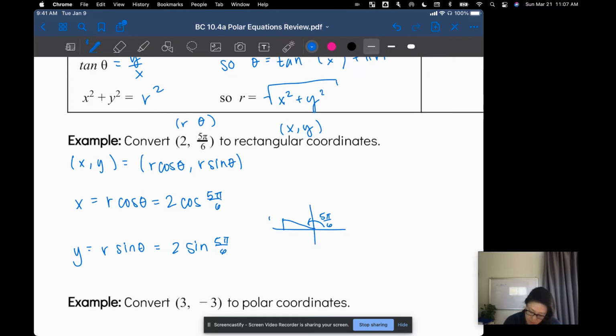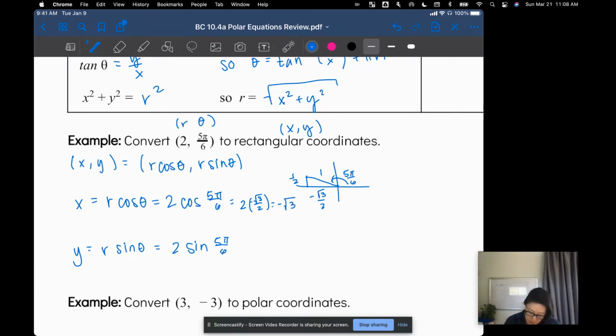So 5 pi over 6 has a vertical length of 1/2 and then negative root 3 over 2, since we're in the second quadrant, and a radius of 1. So I'm going to end up with 2. Cosine would be root 3 over 2, so this is negative root 3 over 2.